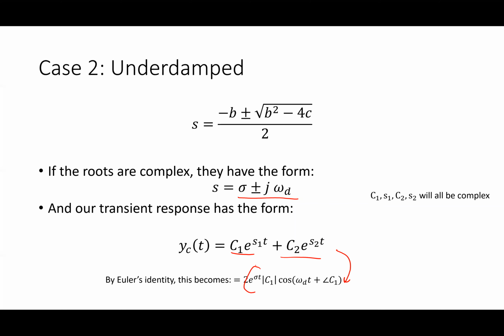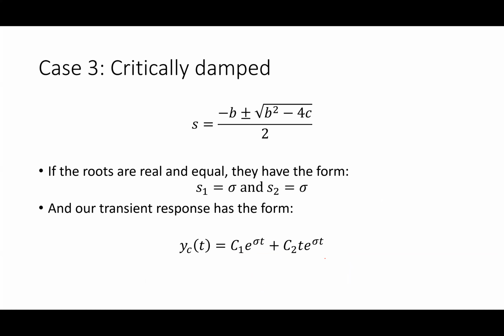And it becomes easier to see why that is as we go through Euler's identity to manipulate this guy. Now, the critically damped case, I always say, is a stupid case, because it never happens in the real world. It's mathematically possible.